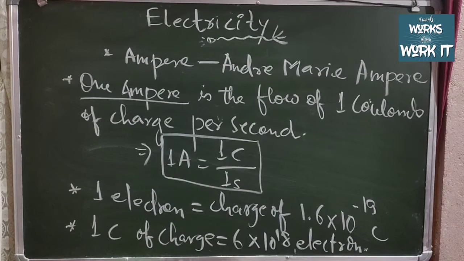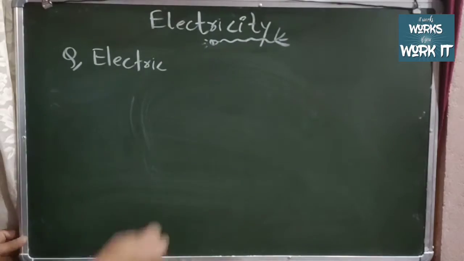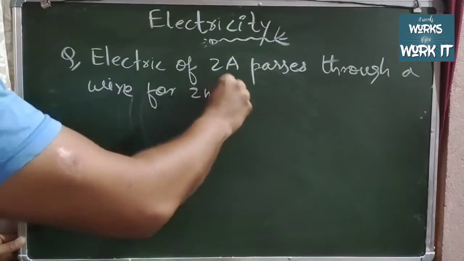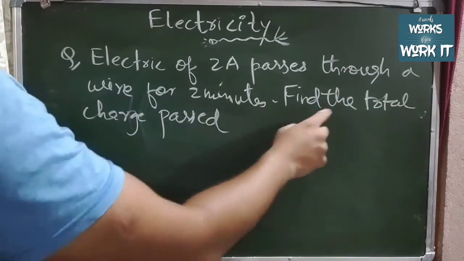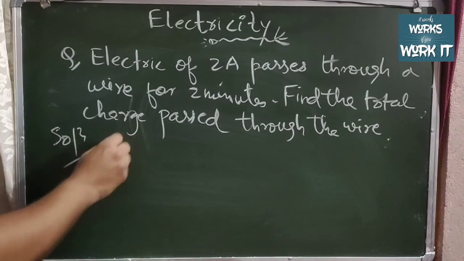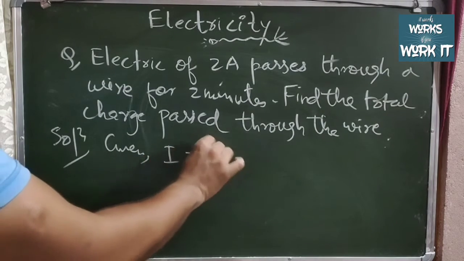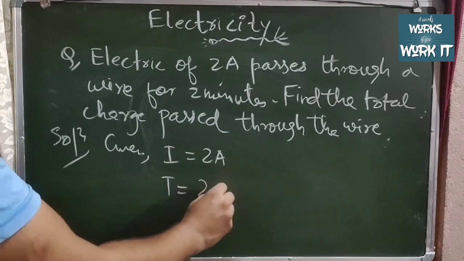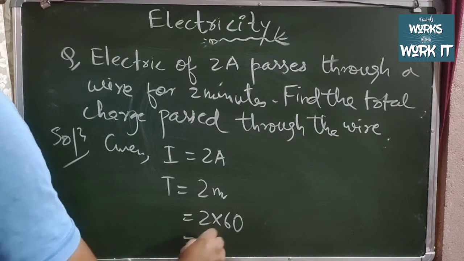So we can take one question using the formula we have got. An electric current of 2 ampere passes through a wire for 2 minutes. Find the total charge passed through the wire. So the solution: first of all, what is given? The current I is equal to 2 ampere, 2A. The time given is 2 minutes, which has to be changed into its SI unit, second. So 2 into 60, we write 120 seconds.